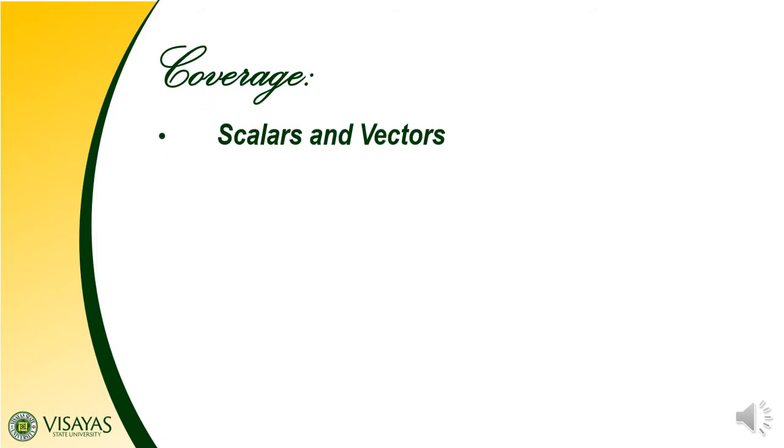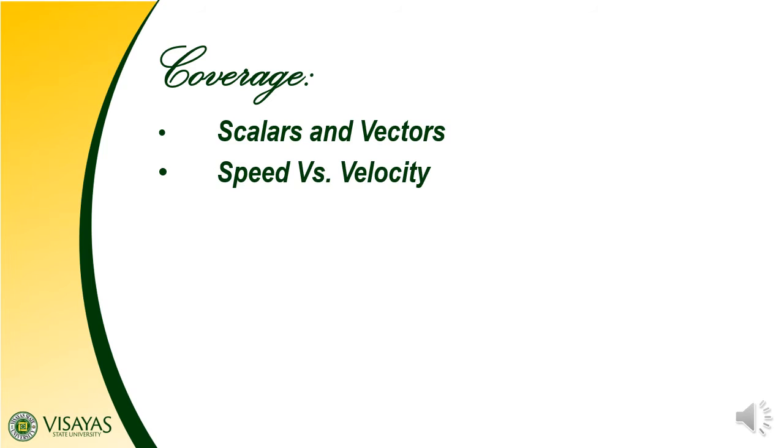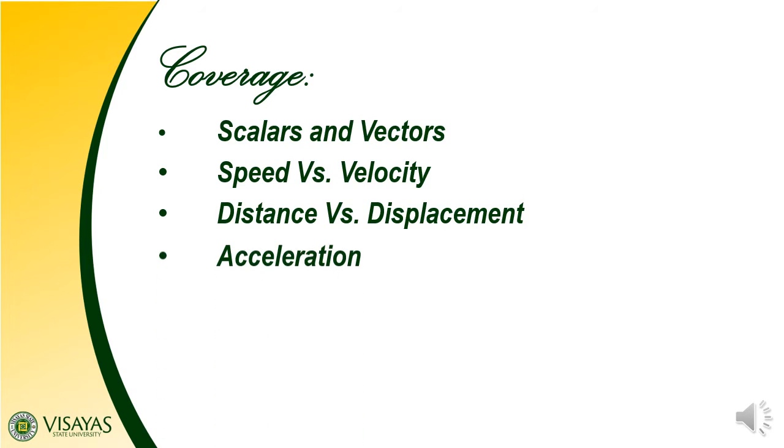Here are the coverage for today's review. First, we will describe and differentiate scalars from vectors, and we will classify different physical quantities such as speed, velocity, distance, displacement, and acceleration as scalars or vectors. Second, we will describe and differentiate speed from velocity. Third, we will also describe and differentiate distance from displacement. And lastly, we will describe acceleration. Also, we will be solving problems related to speed, velocity, distance, displacement, and acceleration.